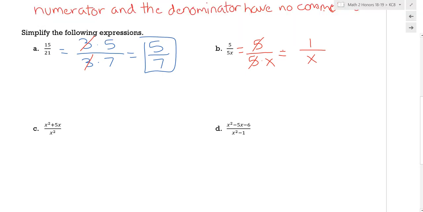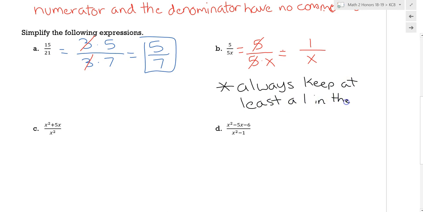Okay. So let's always keep at least a 1 in the numerator. The numerator never fully goes away. Okay, you're always going to have something in your numerator if you have a denominator. Okay. So that's probably the biggest mistake I see with 5 divided by 5x. They see everything divides away, and a lot of students will just put equals x instead of 1 over x. So be very careful with that numerator dividing away.